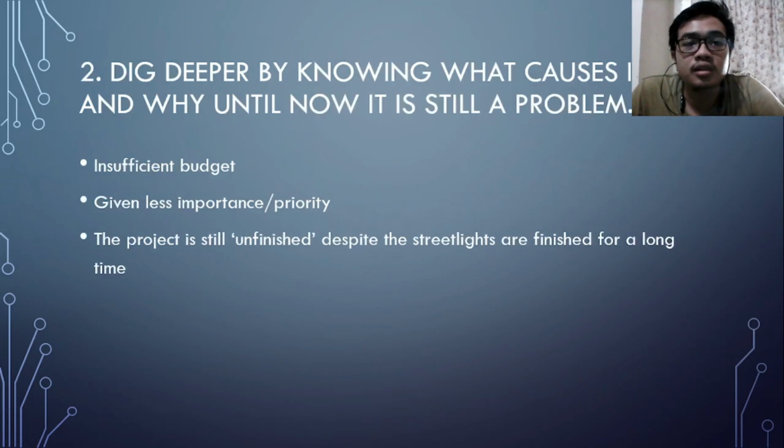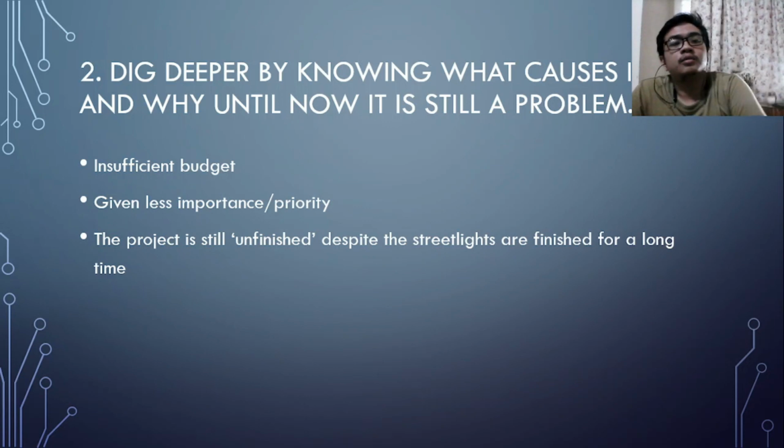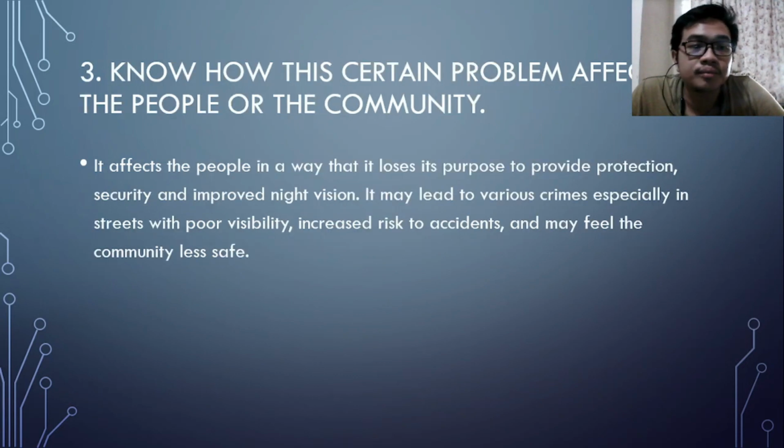Number 2, dig deeper by knowing what causes it and why until now it is still a problem. So maybe there's insufficient budget. Another connection of mine told me that it was given less importance and priority compared to other projects of the LGU. And why is it still a problem? The project is still unfinished, despite the streetlights having been placed there for a very long time, and they are not doing their functions. So it might be the reason for many future bad activities that might come around the area.